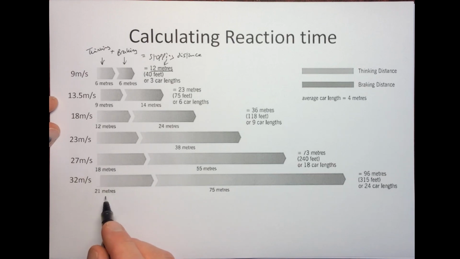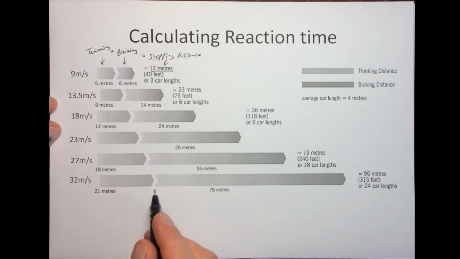21 meters of that is you actually reacting and thinking. So if you're travelling at 70 miles an hour or 32 meters per second and you need to stop, you're going to travel 21 meters. If you see some object that causes you to need to make an emergency stop, you're going to travel about 21 meters just during the time that it takes to react to the situation before you actually hit the brakes, and then a further 75 meters is the distance travelled whilst your car is braking, under the effect of the brakes.